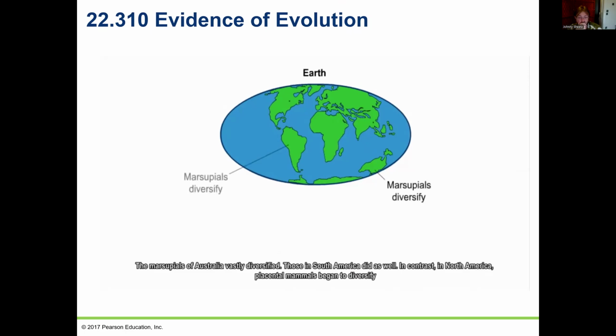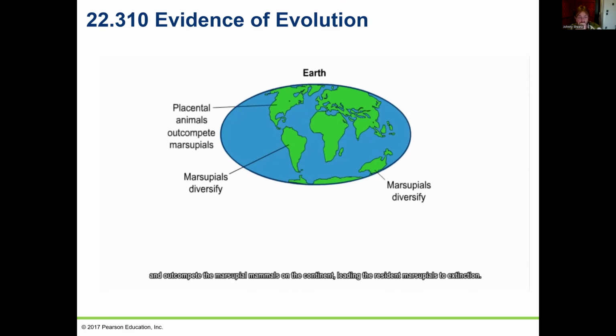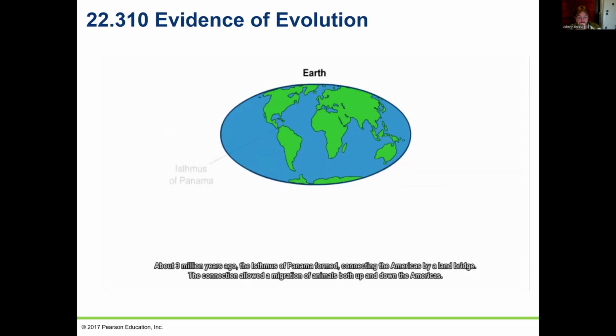Those in South America did as well. In contrast, in North America, placental mammals began to diversify and outcompete the marsupial mammals on the continent, leading the resident marsupials to extinction. About 3 million years ago, the Isthmus of Panama formed, connecting the Americas by a land bridge. The connection allowed a migration of animals both up and down the Americas.